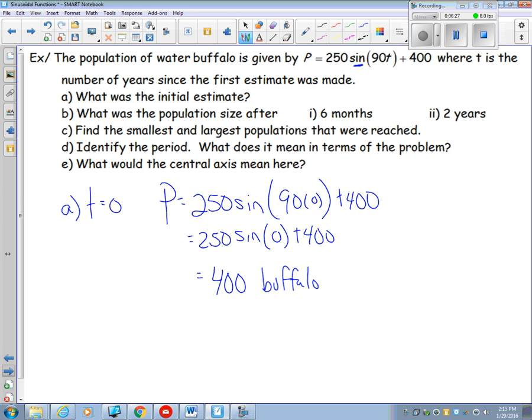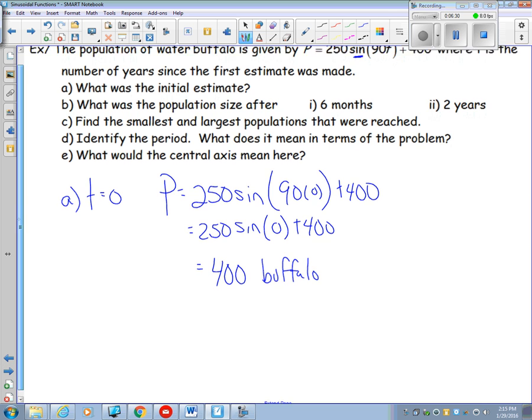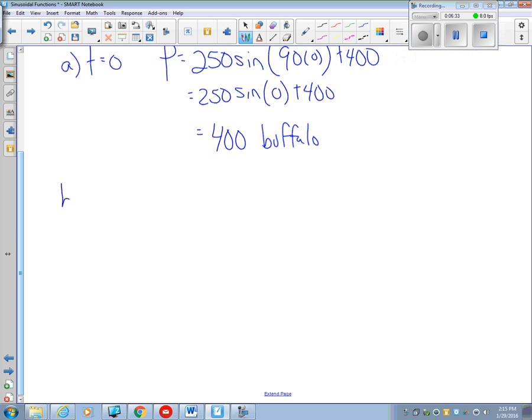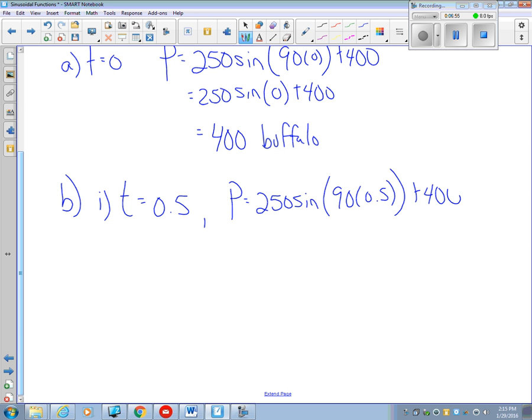Okay. What was the population size after 6 months, and again after 2 years? Okay, 6 months. Remember, time is being measured in years. So if I say 6 months, that's not a year. That would be half a year. So I'm using t as 0.5. But after that, it's the exact same equation again, right? 250 sine 90 times 0.5 plus 400 all in your calculator, or 250 sine 45 plus 400. That will come out to 577 approximately.